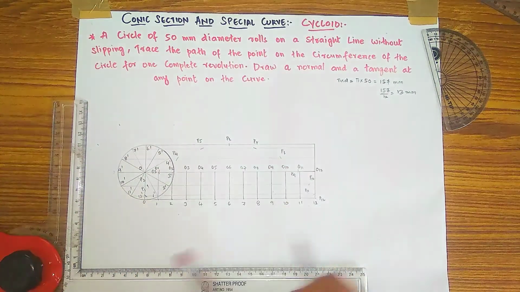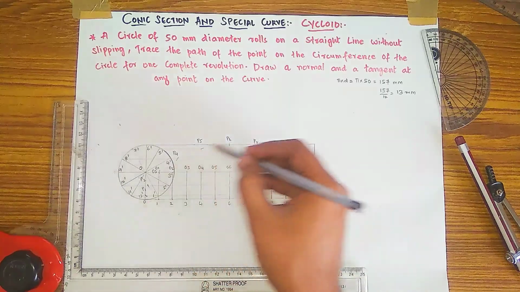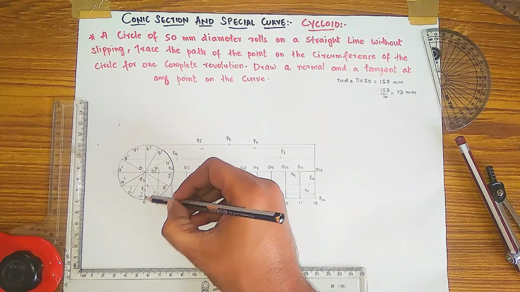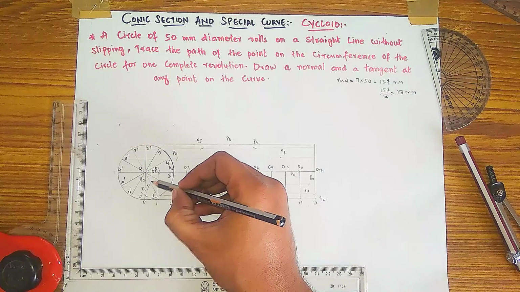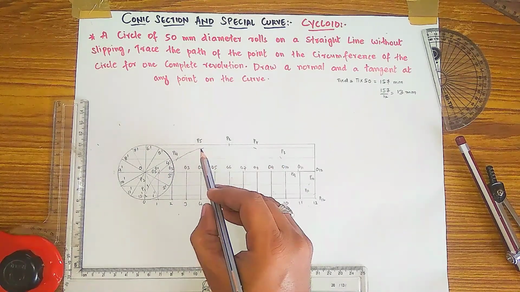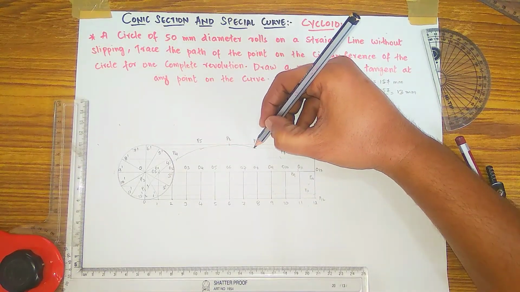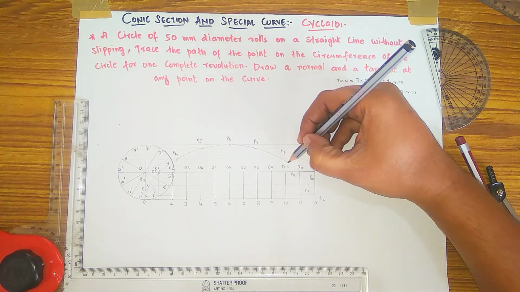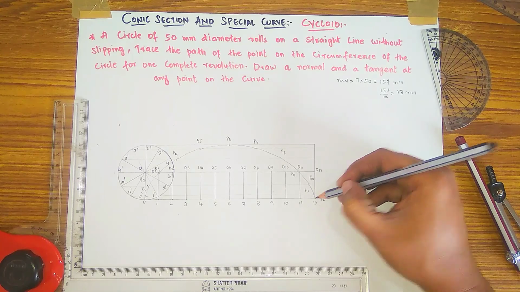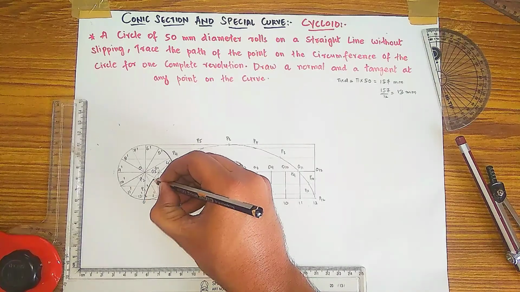All the points of the cycloid you will get. This is the cycloid point. So with your free hand, you have to draw a curve. First draw in faint, starting from O to P1, P1 to P2, P2 to P3, then P4, then P5, then P6, then P7, P8, P9, P10, P11, then P12. Now your cycloid is complete. You have to darken this one.